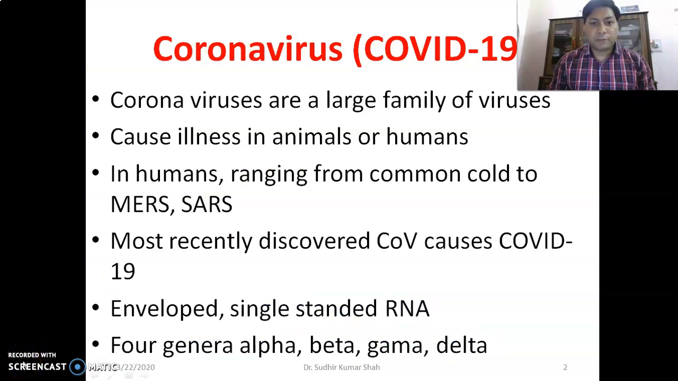So coming back to the coronavirus COVID-19, coronaviruses are a large family of viruses, and coronaviruses cause illness in animals or humans. In humans, the infections range from the mild common cold to severe outbreaks like SARS and MERS.